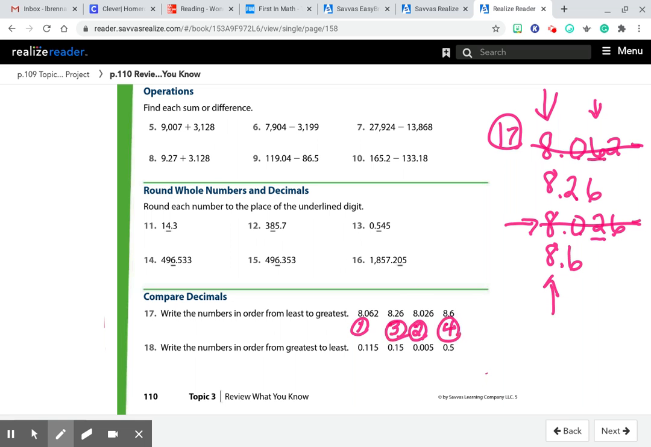For number 18, write the numbers in order from greatest to least. So this is going in the opposite direction. The larger number first and the smaller number last. And it's really important to make sure you're reading over the directions so you don't make a careless mistake. So I'm going to write them in place value order.